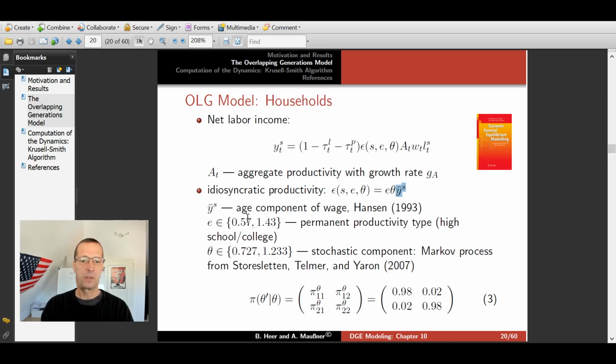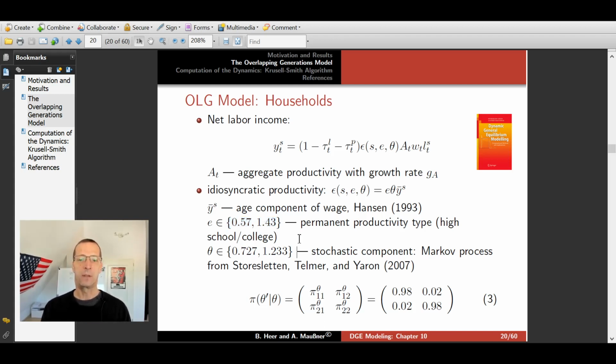The second component here is the permanent productivity type, and it reflects that we have high school graduates and college graduates in our labor force. We calibrate it so that it reflects the average skill premium, the wage premium of college graduates vis-a-vis high school graduates. In the United States, according to current data and current estimates by myself, it is around 150%. This is reflected in choosing the two states, 0.57 and 1.43, for the permanent productivities. We normalize the mean to 1, and the premium is 150%. So if you multiply 0.57 times 2.5, you get 1.43.